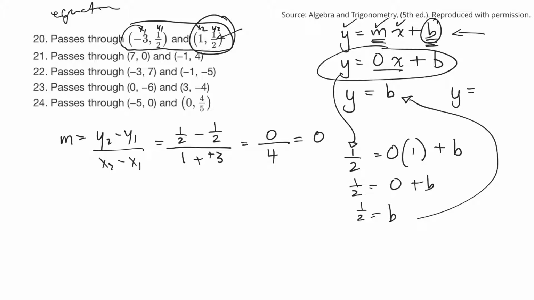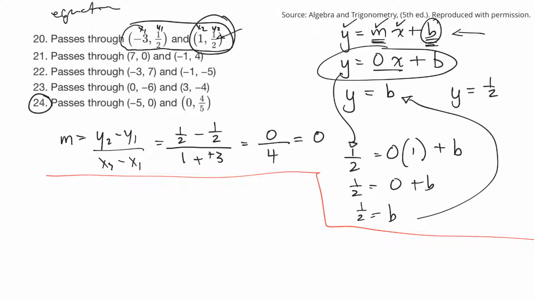So the equation of that line is equal to a half. All right, let's maybe also try this one right there. I'll do this in a different color so you can tell the difference which it is. So again, I need to find the slope.